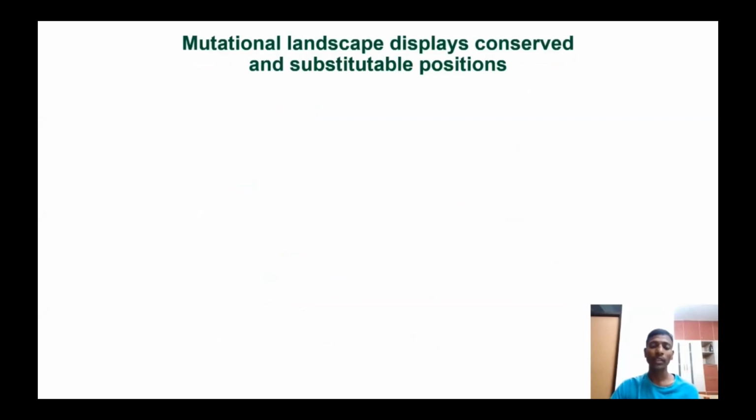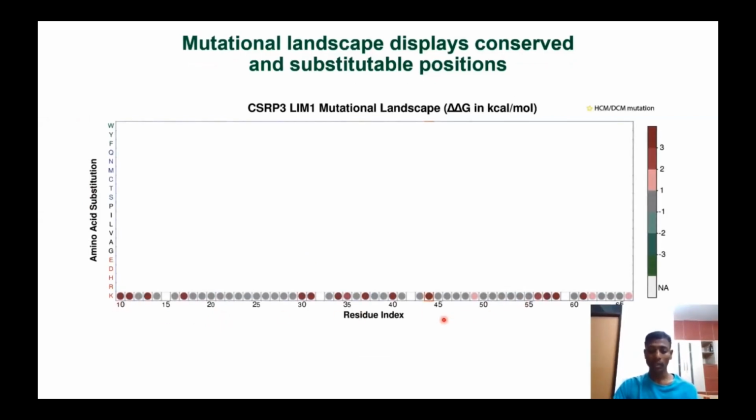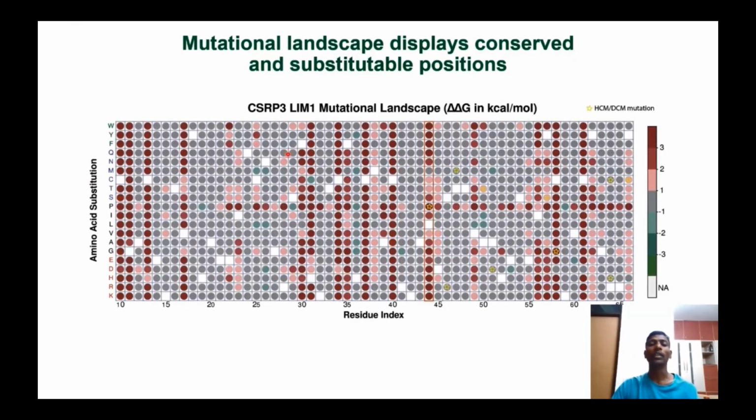The next question we asked: is there any position which can accept any possible substitution? At the same time, is there any position which is intolerant to any substitution? For this, we carried out in silico saturation mutagenesis, where we substitute all the positions in the LIM domain with all the possible 19 amino acid substitutions and measure the delta delta G. In this way, we get the mutational map.